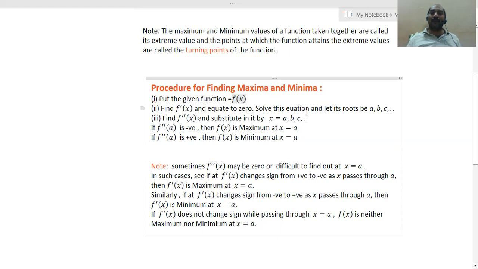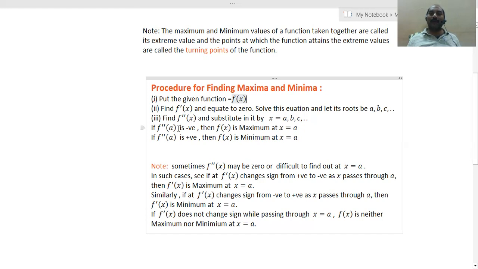Find its roots. Suppose the derivative is a quadratic equation, we get 2 roots. If it is a cubic equation, that means order 3, we get 3 roots. Suppose, for example, f dash x is a quadratic equation, that means 2 roots, a comma b, exist. After that, find the second order derivative, f double dash x. Substitute each root. First substitute a in f double dash x.